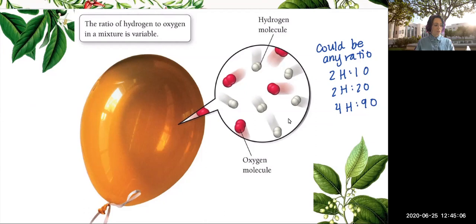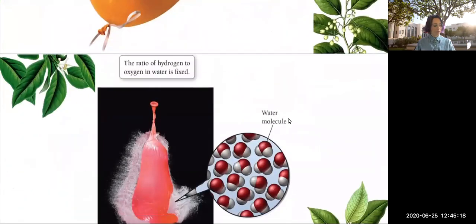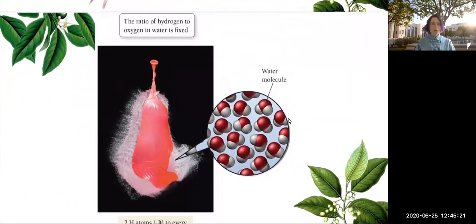So as a quick review, what kind of mixture would this be if it's in the balloon here? Yeah, it would be homogeneous because it's the same throughout. We're assuming the gases are all mixing around in there. But in water, your ratio is not anything you want it to be. In water, you specifically have to have 2 hydrogens and 1 oxygen. If you try to do 2 hydrogens and 2 oxygens, that's no longer water. That doesn't work.